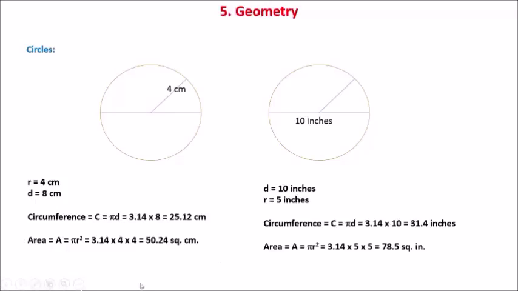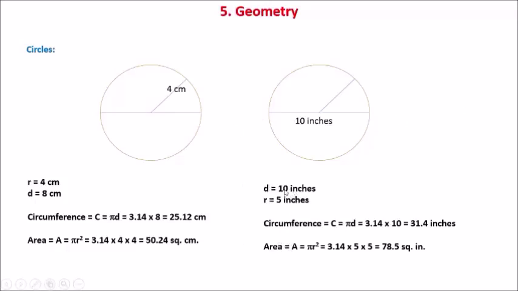That's it. And then similarly, the area is pi r squared. So you just plug in. Pi is 3.14. R squared means r is the radius 4, so 4 times 4. That's it. Then you can use the calculator. In this circle, the diameter is given as 10 inches. Again, you need to calculate the circumference and the area.